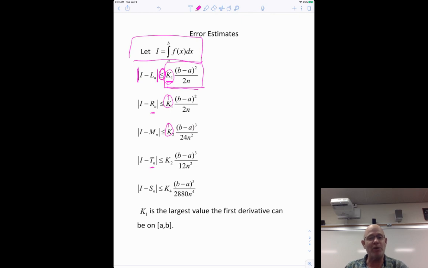And then k2 would be the second derivative. k3, third derivative, which we don't use. k4, fourth derivative.